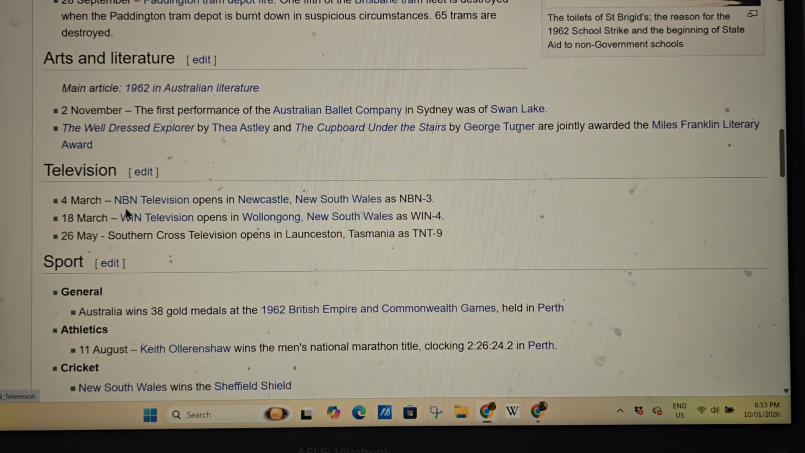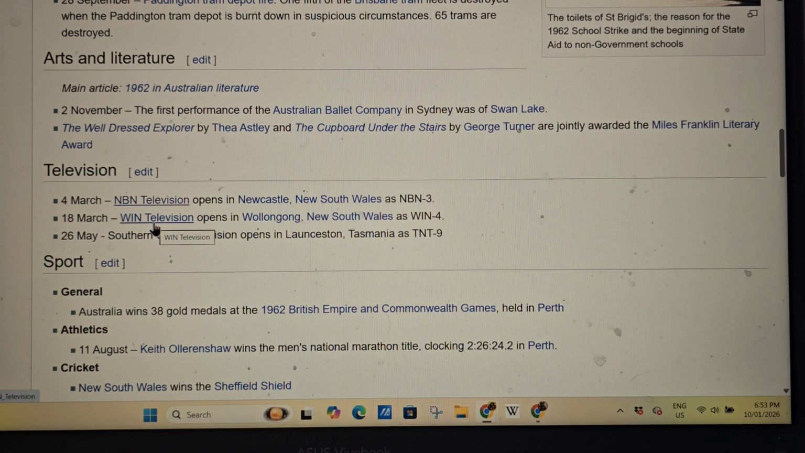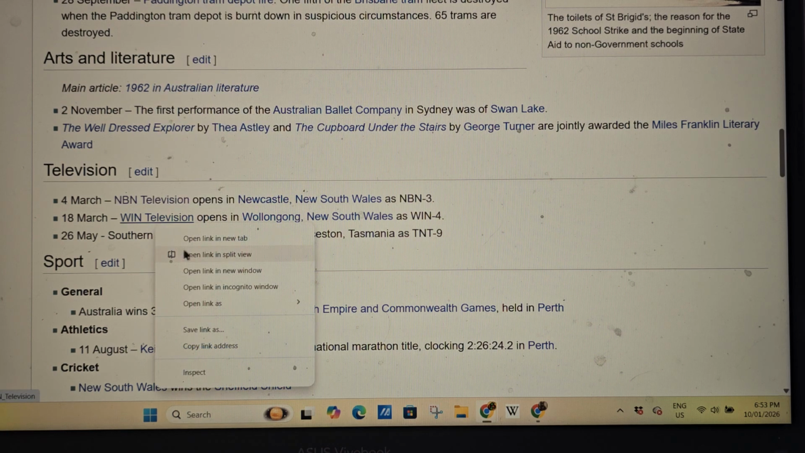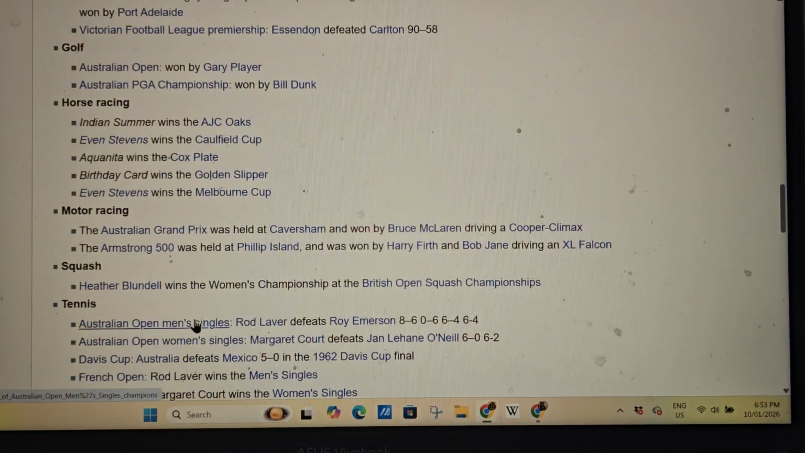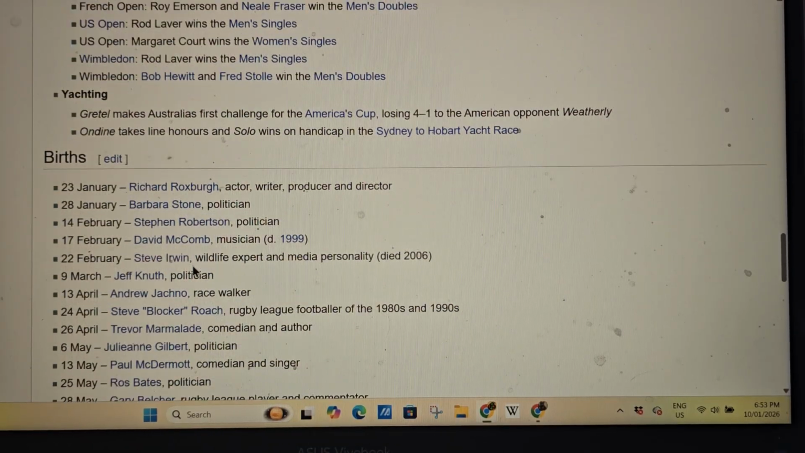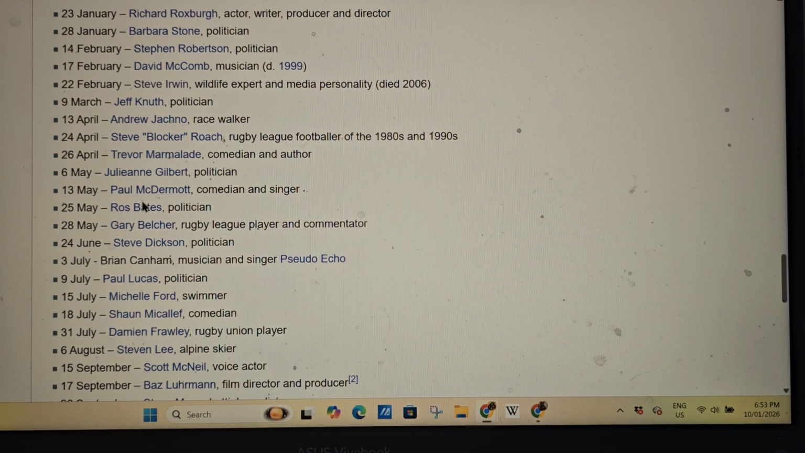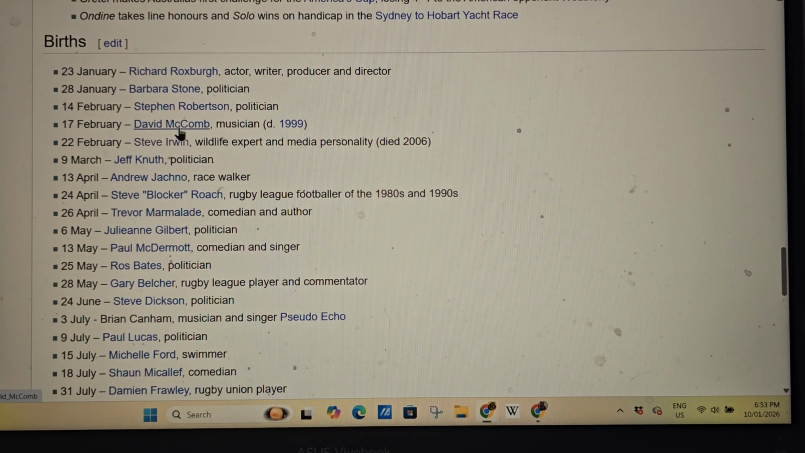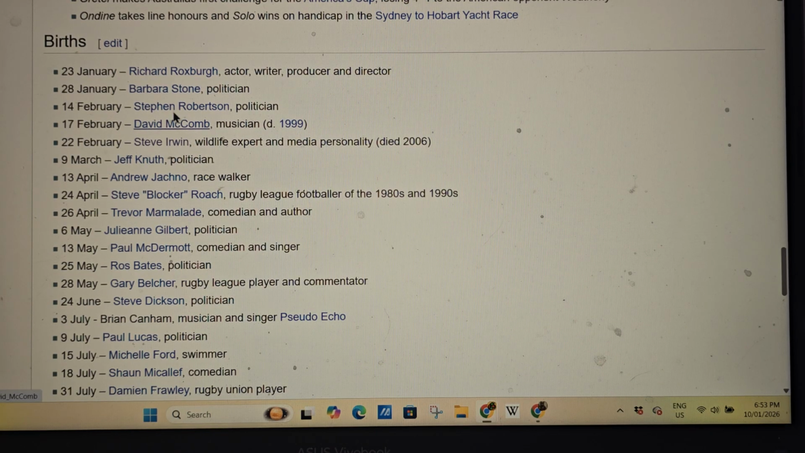Okay, NBN television opens in New South Wales. When? In Wollongong? I think that's it. Okay, these sound like country televisions, I don't know what they are. Sports, so really nothing much happened. Then we had some people who were born. Ross Bates, don't know, probably a musician. Dave McComb, died 1999.